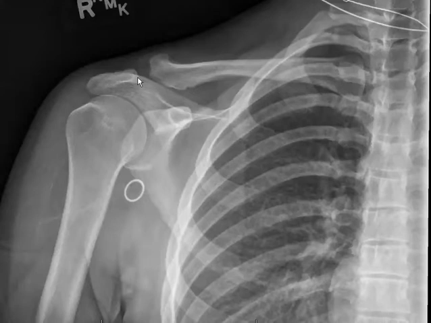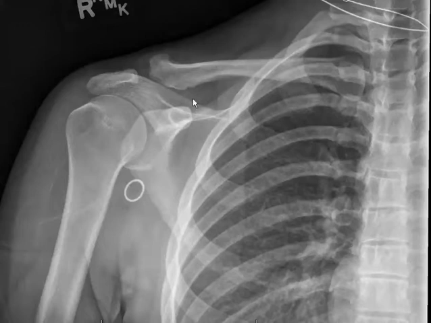If we were to measure this distance here between the distal clavicle and the acromion, it would measure about 8 or 9 millimeters. This is clearly widened. It's greater than 6 millimeters, and this is consistent with a grade 2 injury of the acromioclavicular joint, or grade 2 separation of the acromioclavicular joint.